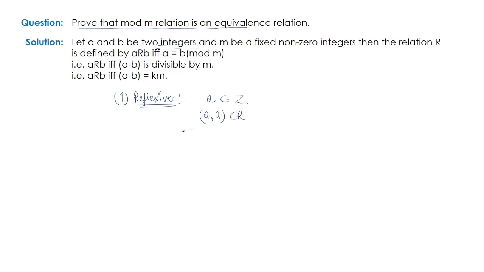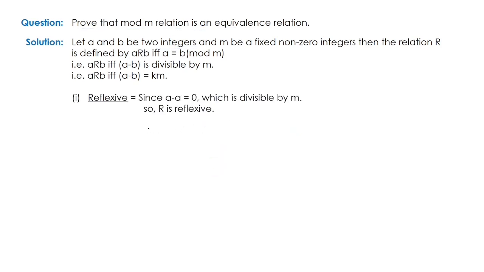and if (A, A) belongs to the relation R, it means that A is congruent to A mod M, which means that A minus A is equal to some constant K times M, where K is also some integer, which is true because 0 is equal to some constant times M, or we can say that 0 is divisible by M, and it is a universal truth that 0 is divisible by every integer. Hence my relation R is a reflexive relation here.